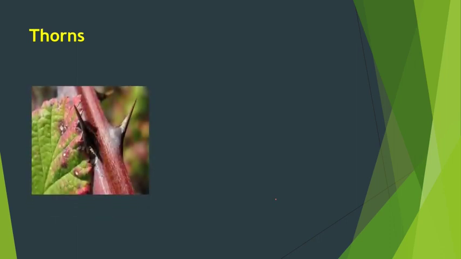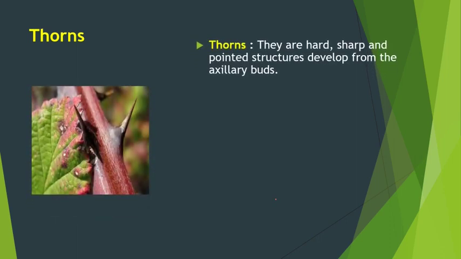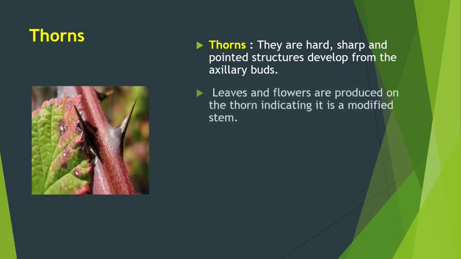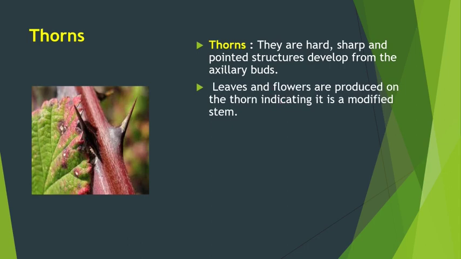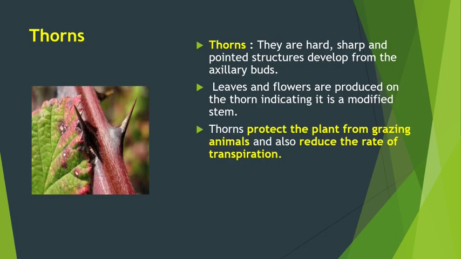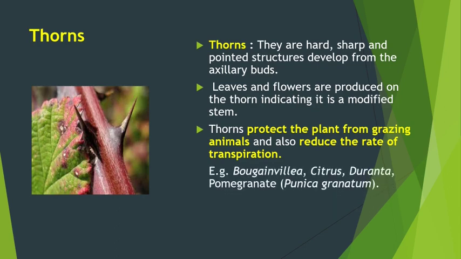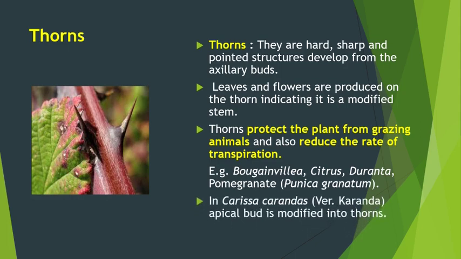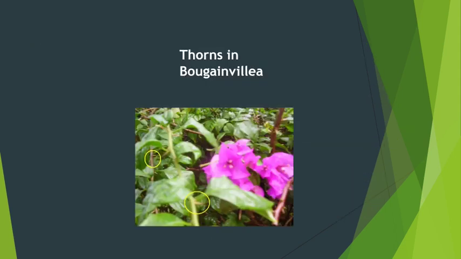Second modification, let us see thorn. Thorns are hard, sharp, pointed structures which develop from the axillary buds, and they have nodes, internodes and branches, and they sometimes produce flowers and leaves. This modification is just to protect the plant from grazing animals, and of course it also helps in reducing the rate of transpiration. Can be found in bougainvillea, citrus, duranta, pomegranate. In Carissa carandas, apical bud is modified into thorn, not the axillary bud. So this is a modification seen in plants to protect from grazing animals and reduce the rate of transpiration. Thorns are also seen in bougainvillea.